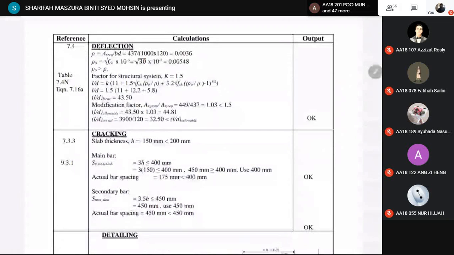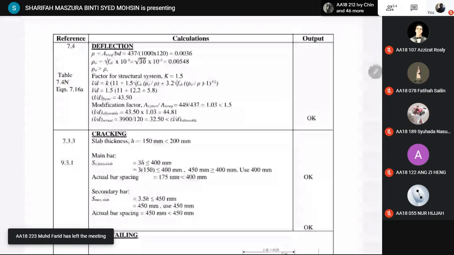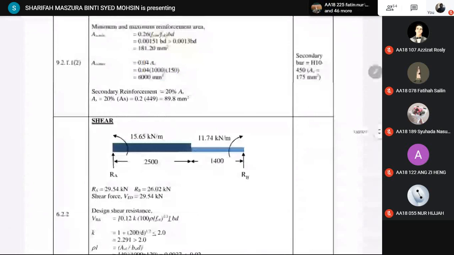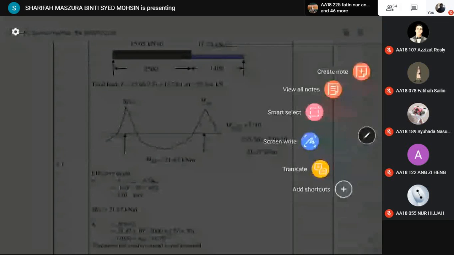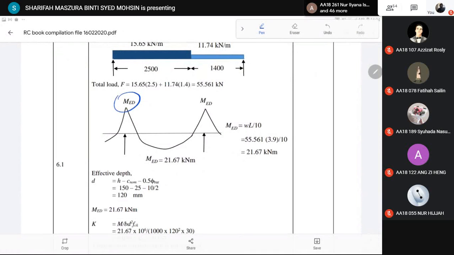So As required divided by B times d is 0.0036. Rho naught we get 0.0055. So rho naught is larger than rho. We use the first equation. From our bending moment diagram here, we have two moments at the support.